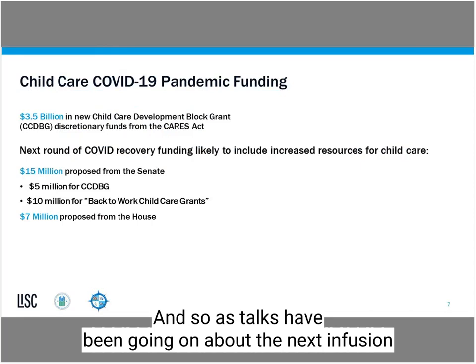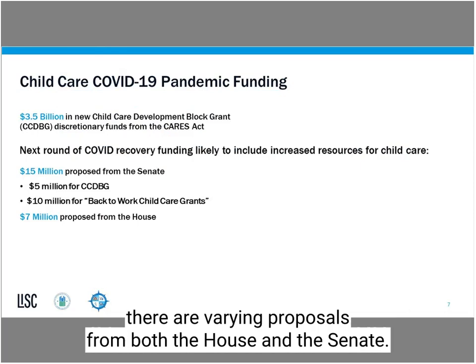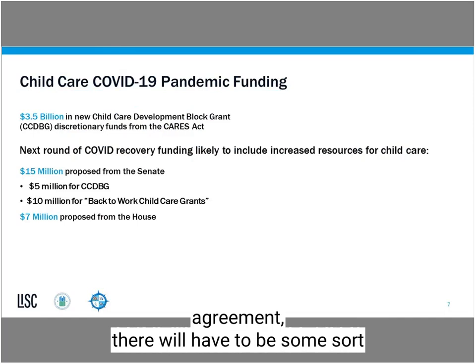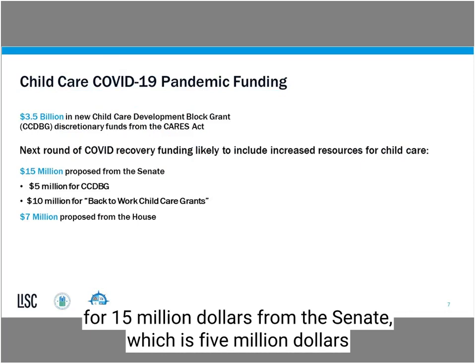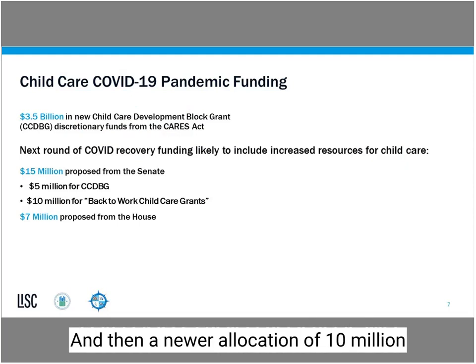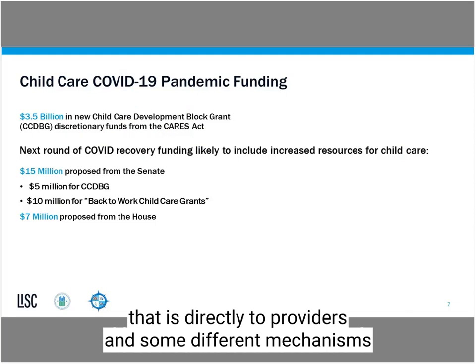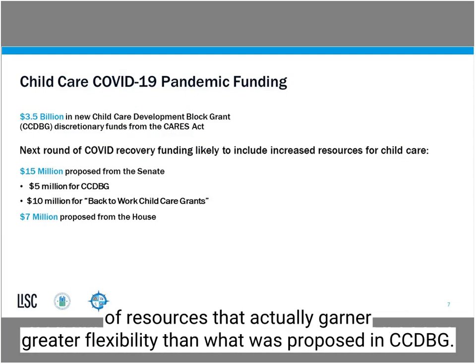As talks have been going on about the next infusion of federal resources to help support the child care industry, there are varying proposals from both the House and the Senate. Before we get to the next funding agreement, there will have to be some sort of reconciliation or agreement upon the actual level. You'll see that we have about $15 billion proposed from the Senate, which is $5 billion for the Child Care Development Block Grant as it currently exists, and then a newer allocation of $10 billion for back-to-work child care grants that would be allocated directly to providers or through different mechanisms than currently exist through CCDBG. So this is a newer administration of resources that garners greater flexibility than what was proposed in CCDBG.